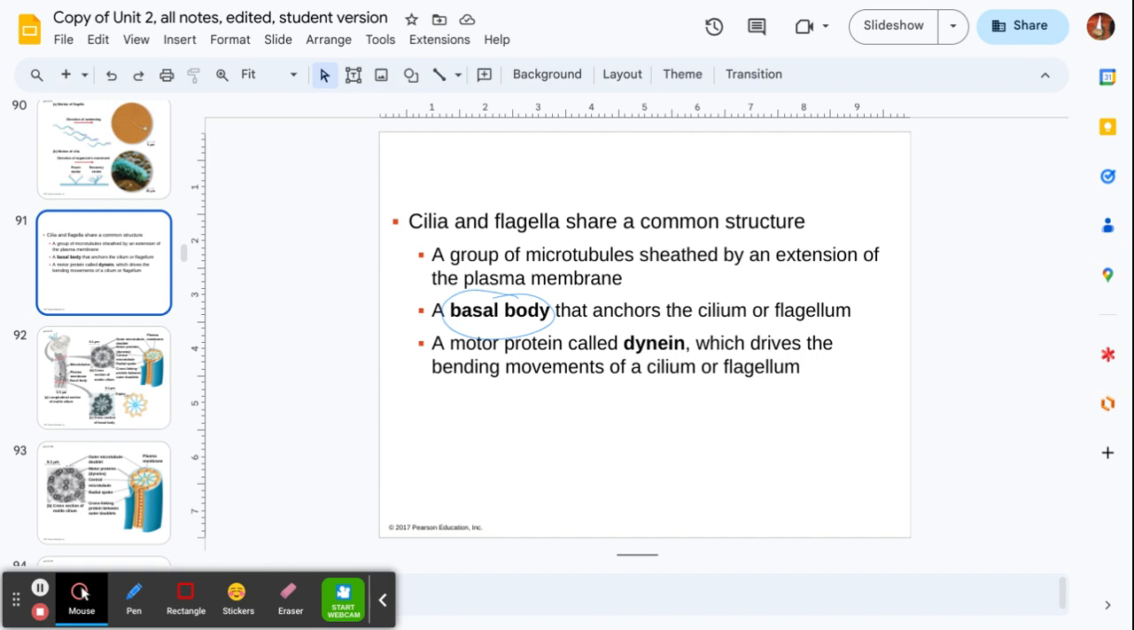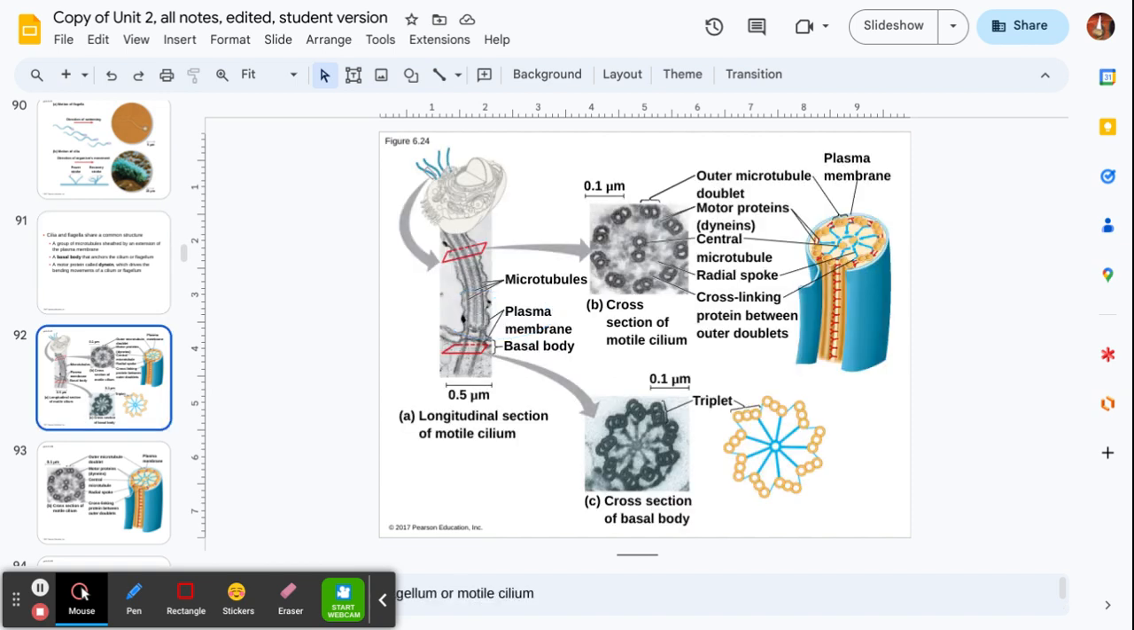Oh, there's that picture I was looking for. Yeah, they did so much better job than I did. Sad face. Yeah.